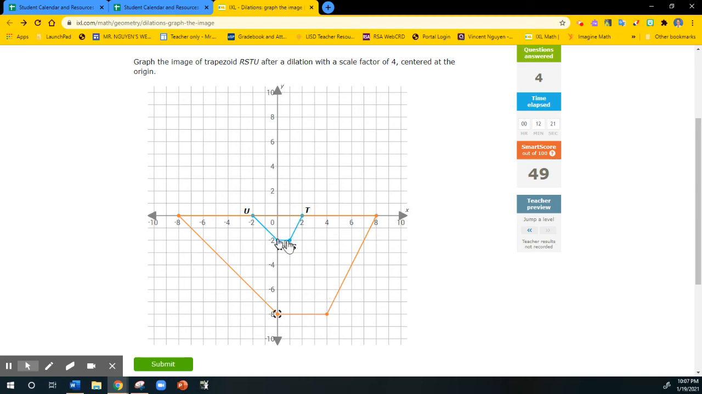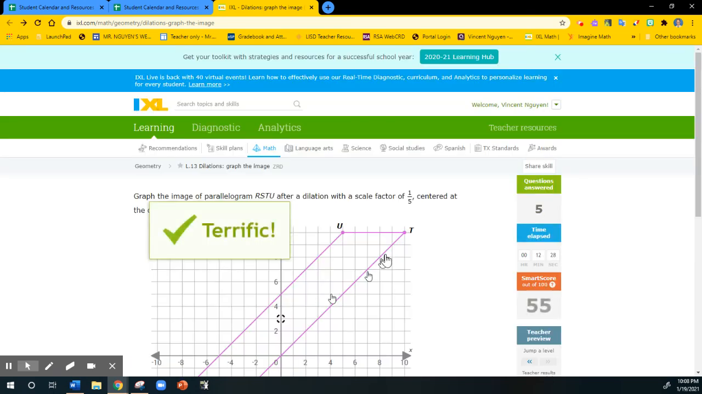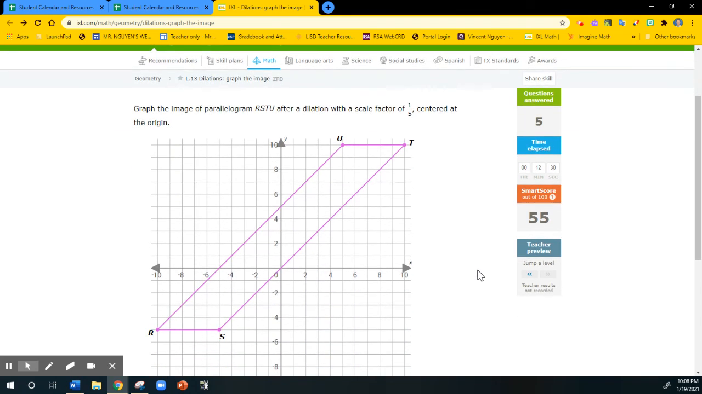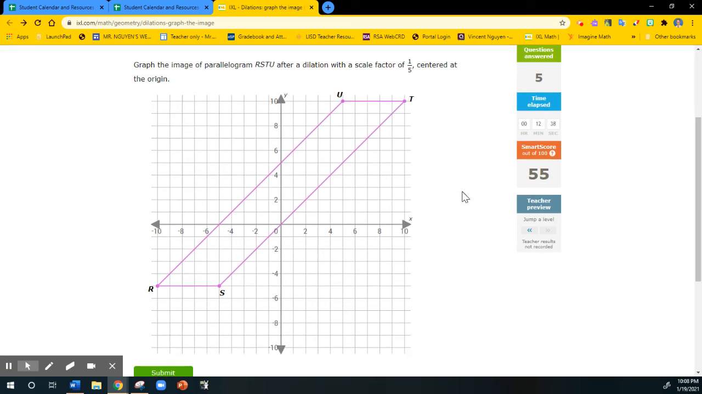Let's check the distance here. 1 times 4 is 4, so that's good. All right, I'm just going to hit submit. Oh, thank God. Okay, this one is a reduction. It's 1/5, so it looks like they're asking me the same type of questions. So I'm gonna do one last one, and I think I'm gonna stop here so that the video doesn't get too long.